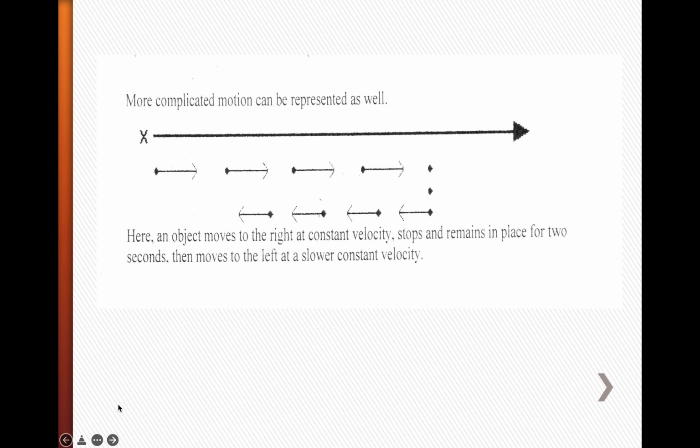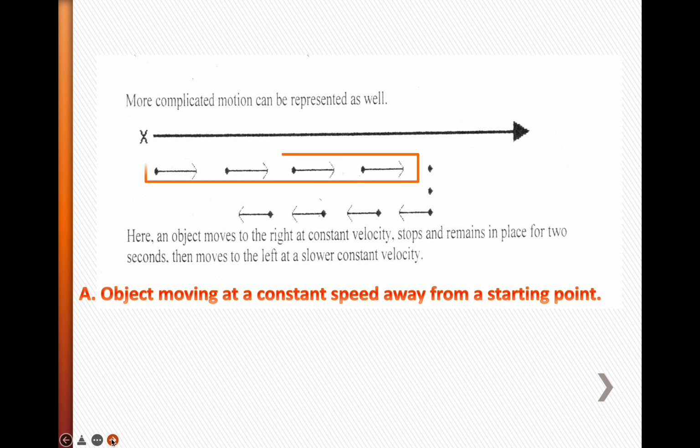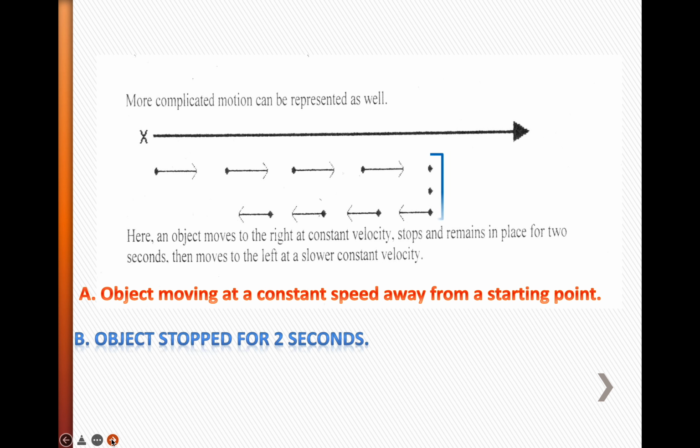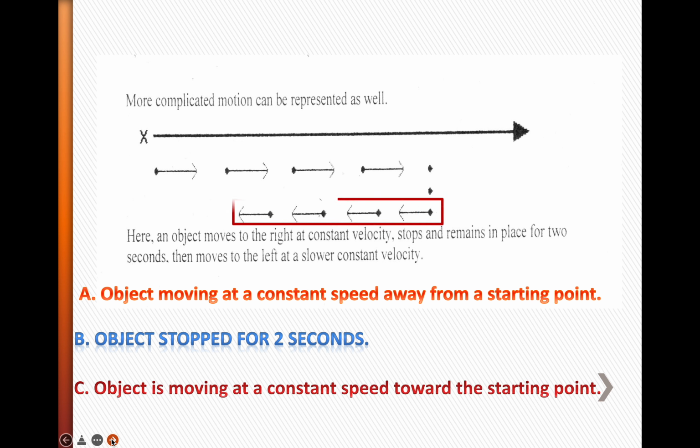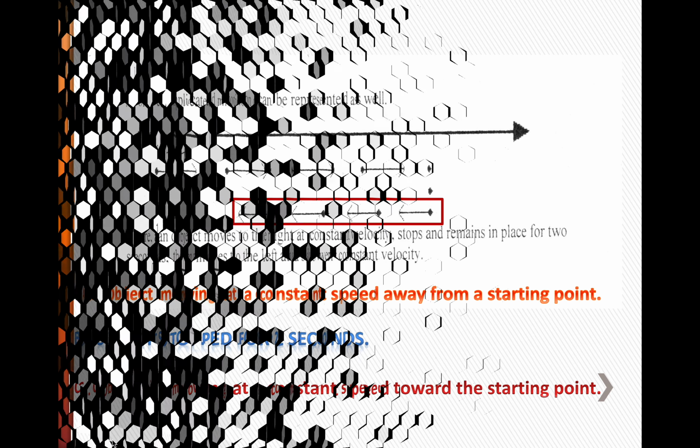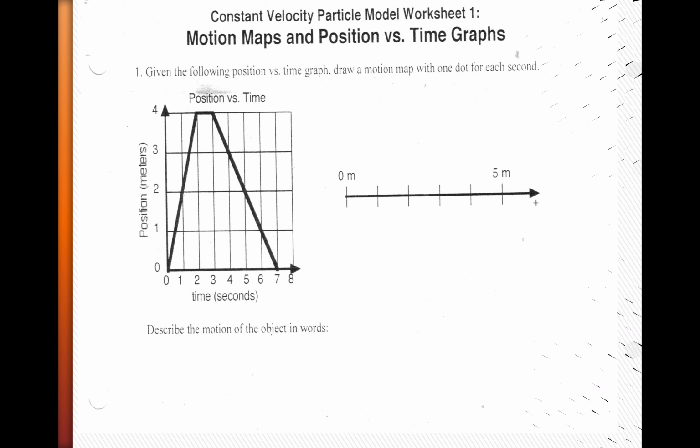If we have a more complicated motion, we would have something like this. At least at first, we're going constant speed toward the right with a positive velocity. We're stopped for a few seconds. Then we're going to the left with a slower constant speed. So we would think of this third region as a negative velocity. So if we look at motion maps and position time graphs, here we should have a positive velocity, zero velocity, and a negative velocity. So what would that look like?